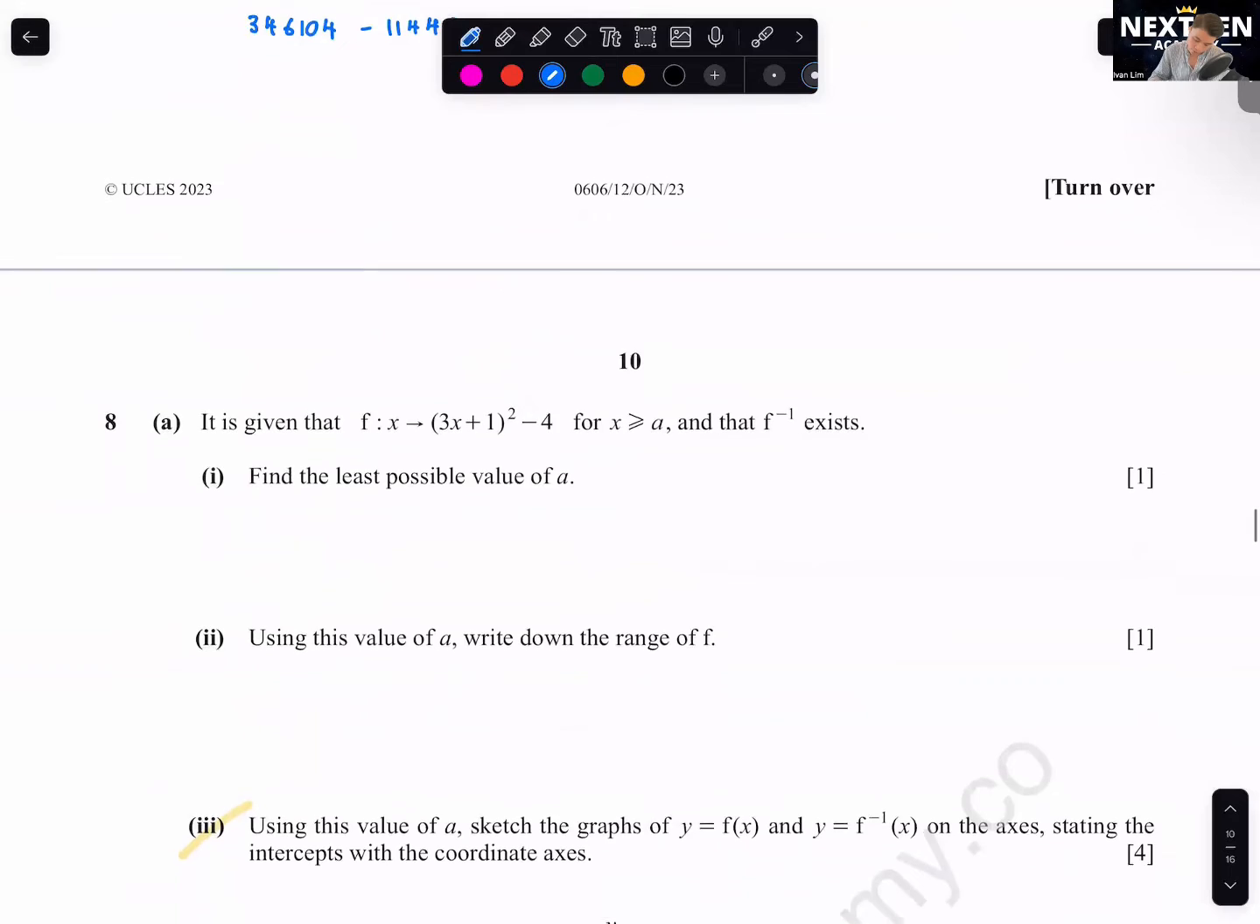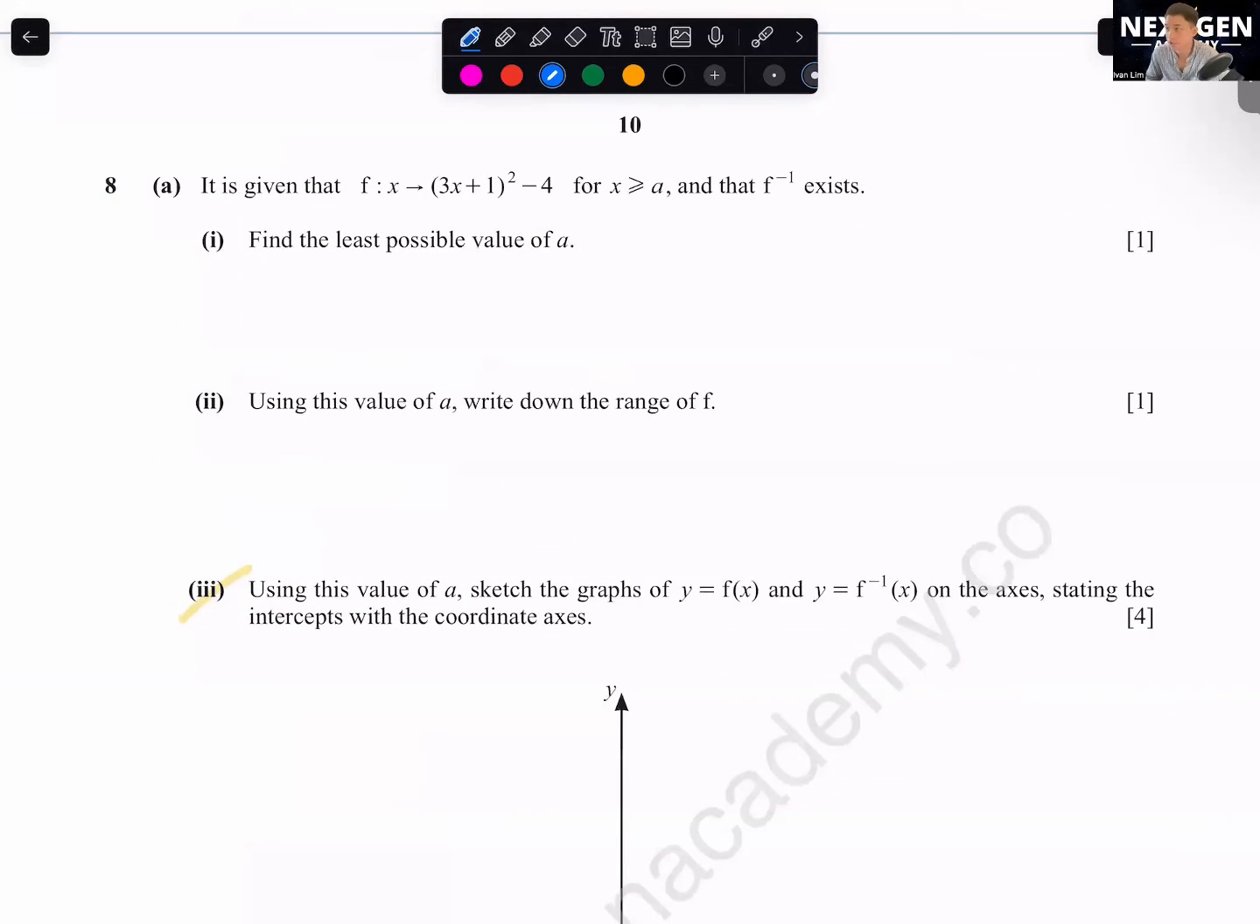Next one. Okay, question 8. Just now some of you had some questions for the third one. It is given f(x) is (3x plus 1) squared minus 4, x is more than or equals to a, and that f inverse exists. What they would like to ask you for, this is a quadratic equation in completing the square form. They say x is more than or equals to a, and then they make this sentence here also, such that f inverse exists. So I want you all to think back. This is going back to chapter 1 again. Why did they say this? x is more than or equals to a, f inverse exists.